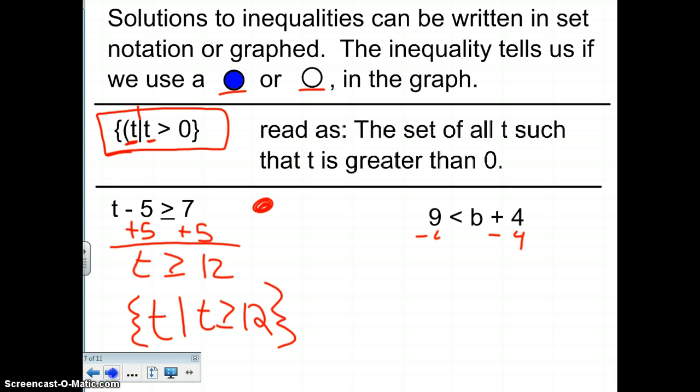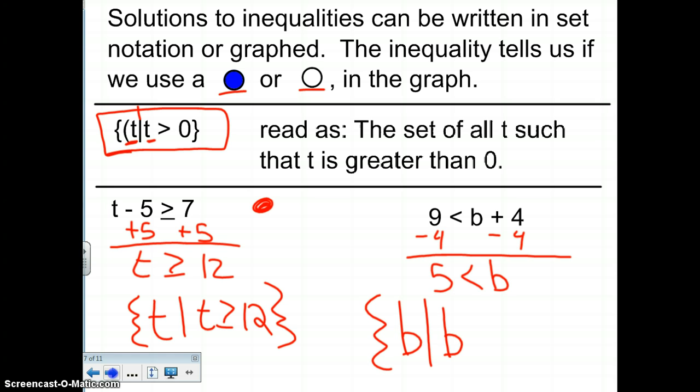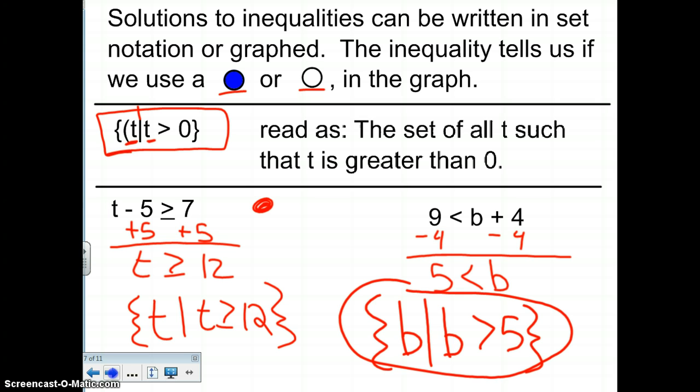Minus 4 on this next problem, trying to get there and isolate that. 5 less than b, and we can write this b such that b, and I'm going to write it with the variable on the left, is greater than 5. And that piece is new as of this year.